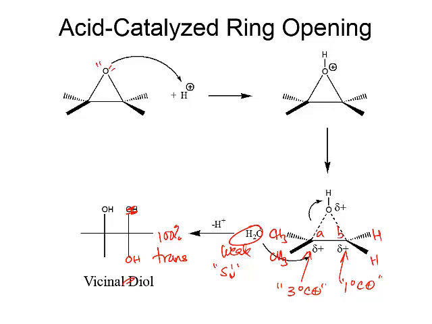Now, it does attack from the backside, so it has this SN2 characteristic. But that's only because there's no lobe here. Remember, we get a 50-50 addition to the lobes, but there really isn't a top lobe to add to, so it has to add to the underneath lobe. So it will add to carbon A. In this case, almost 100%.